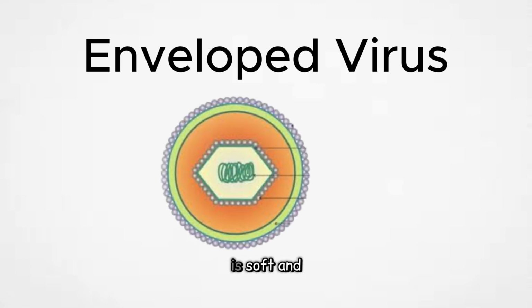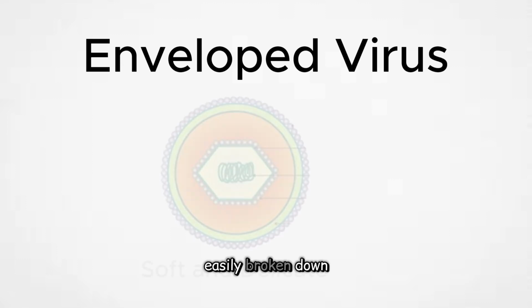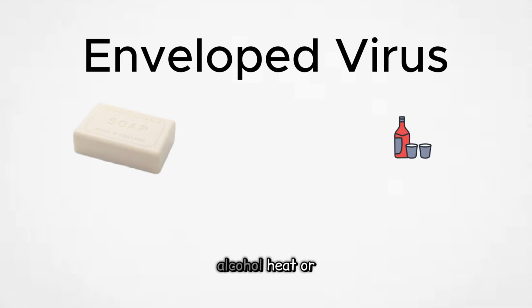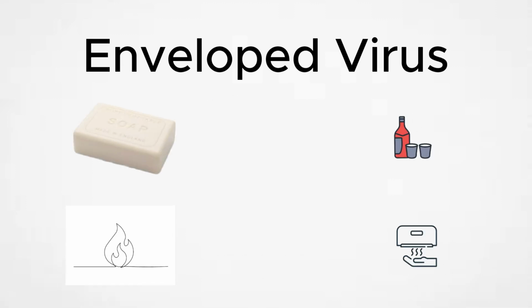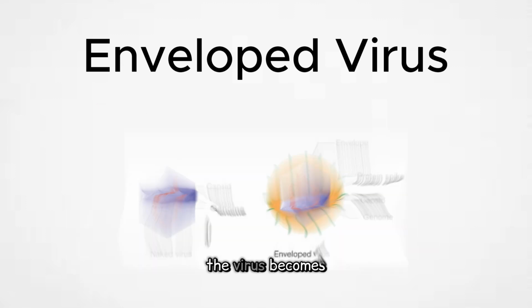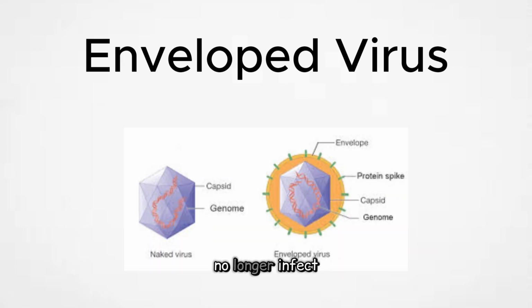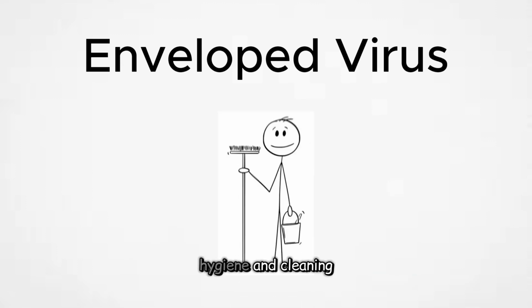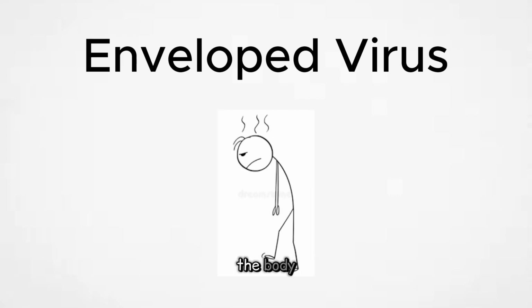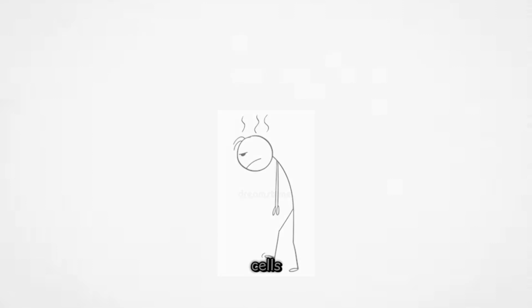Because the envelope is soft and delicate, it can be easily broken down by soap, alcohol, heat, or drying conditions. Once the envelope is damaged, the virus becomes inactive and can no longer infect cells. This is why hygiene and cleaning are very effective against them. Even though they are fragile in the environment, inside the body they can be very efficient at spreading because of how easily they enter cells.